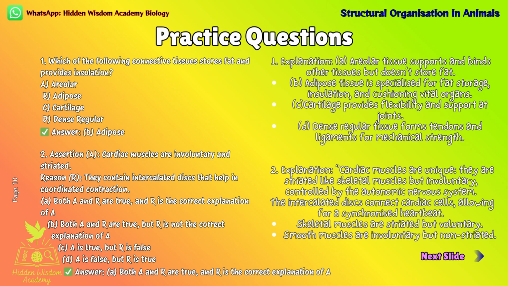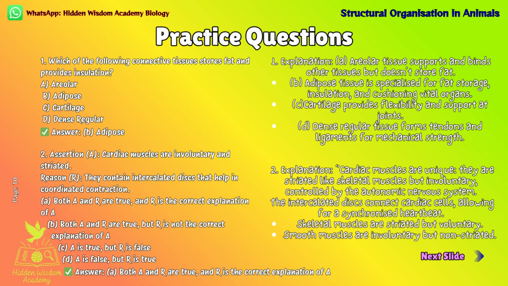Now, let's move to question 2. Assertion A: Cardiac muscles are involuntary and striated. Reason R: They contain intercalated discs that help in coordinated contraction. Option A. Both assertion and reason are true, and reason is the correct explanation of assertion. Option B. Both assertion and reason are true, but reason is not the correct explanation of assertion. Option C. Assertion is true, but reason is false. Option D. Assertion is false, but reason is true.